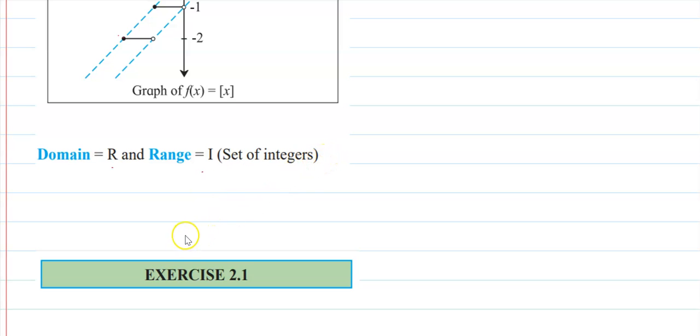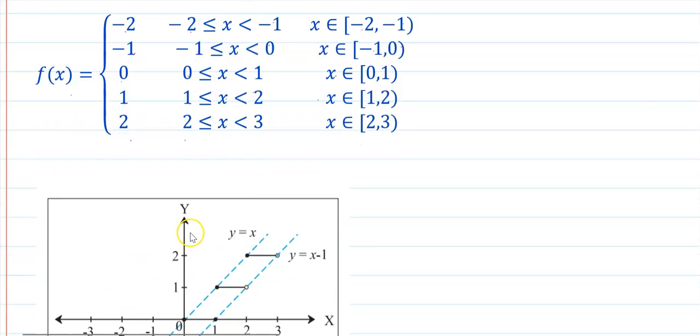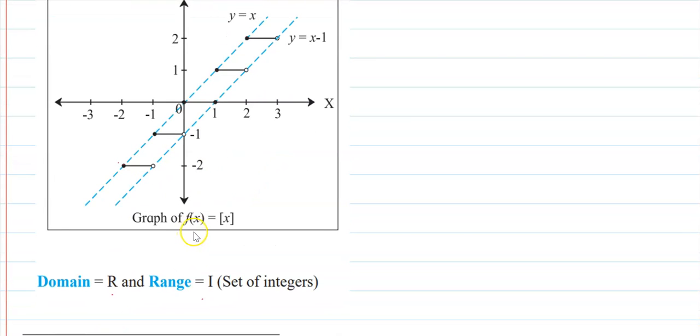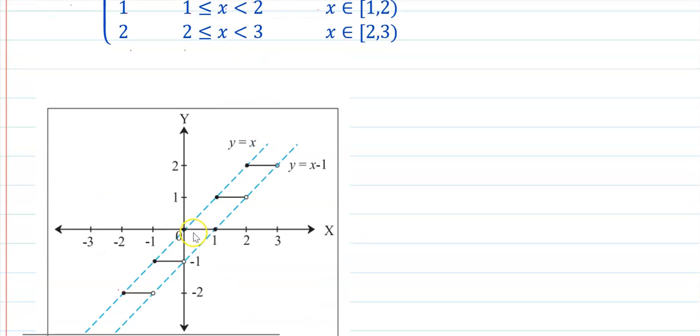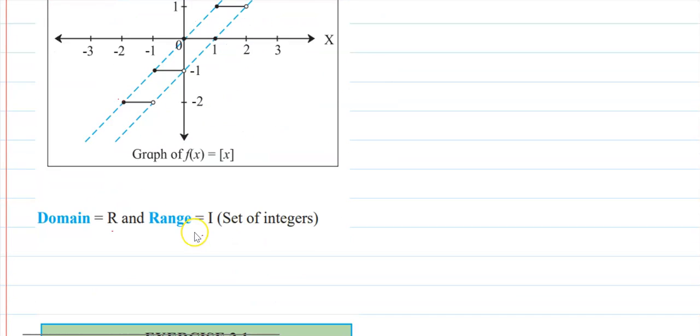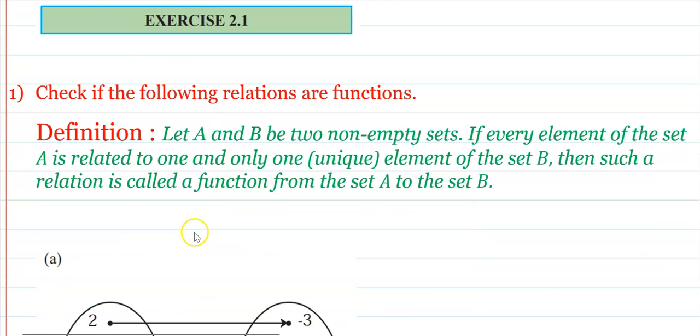Okay. Now, in this way, we have completed all the basic and the complicated part and all these examples before exercise 2.1. Now we will start exercise 2.1. First question: check whether the following relations are functions. Now again I will repeat the definition of the function.